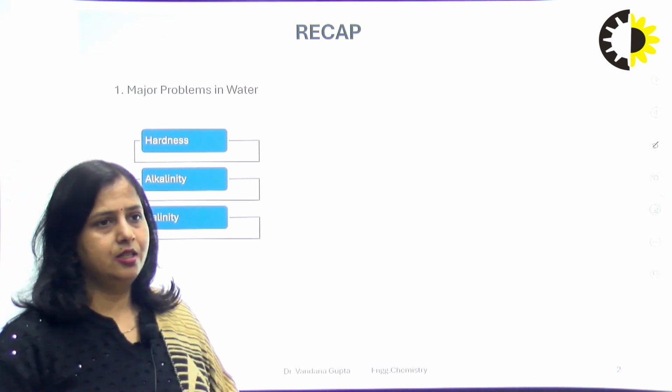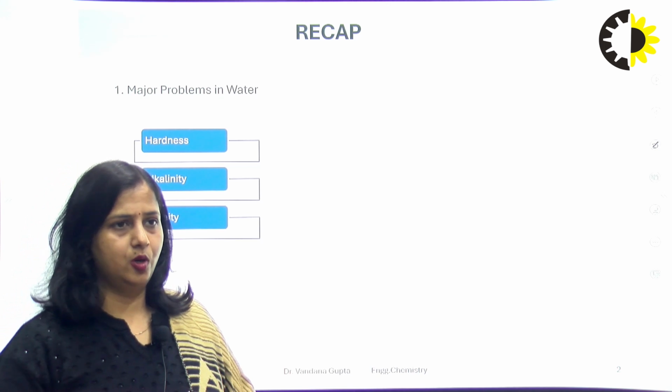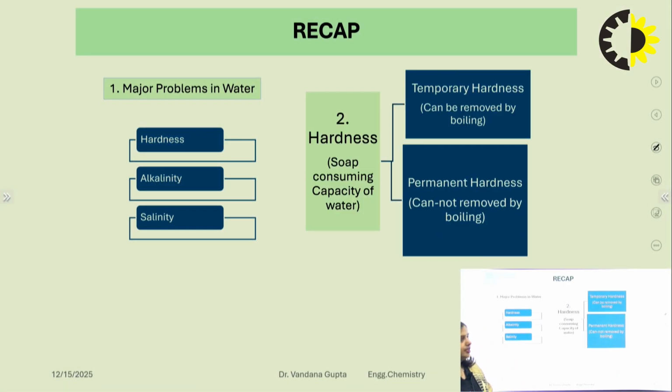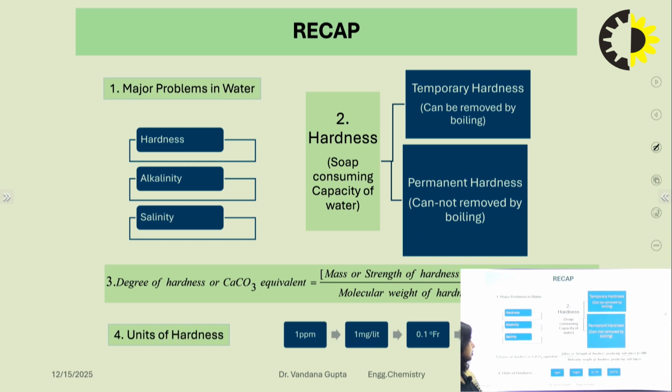In the previous lecture, we studied the major problems in water. There are three types of problem: hardness, alkalinity and salinity. The soap consuming capacity of water is known as hardness. Hardness is of two types, temporary hardness and permanent hardness. Temporary hardness can be easily removed by boiling, but permanent hardness cannot be removed by boiling. So we require special methods to remove permanent hardness. We also studied degree of hardness and units of hardness.